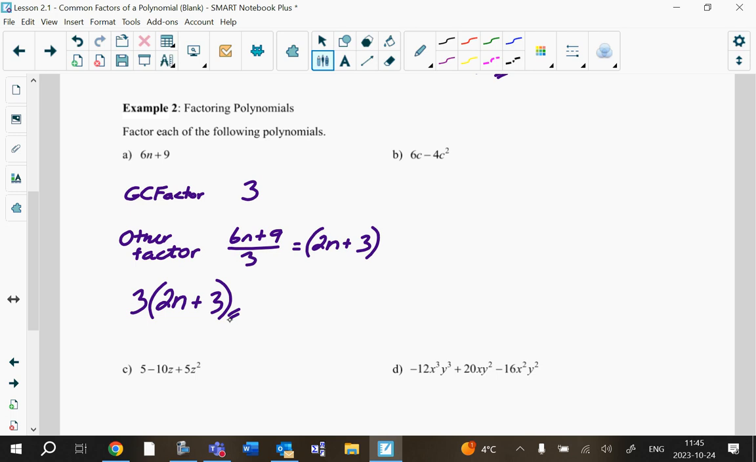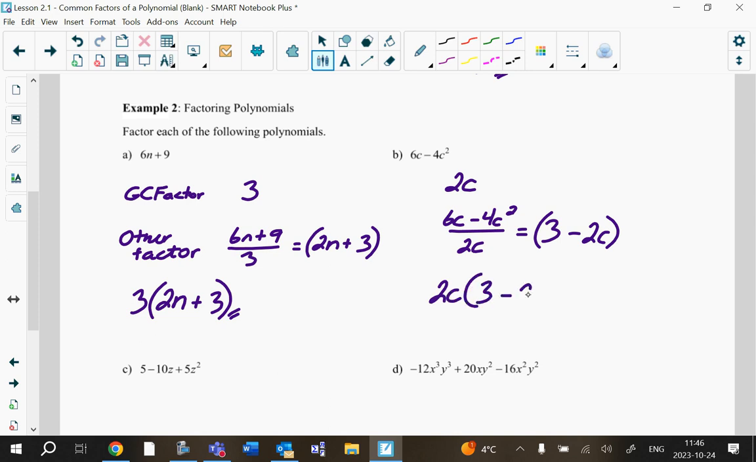This time I'm not even going to write these words. 2c, which means the other factor, I have to take every term in the original and divide by 2c. So you got to know your division. 6c divide 2c, 3, and remember it's going to be parentheses, minus 4c squared divide 2c, 2c. Put the two factors you found together by multiplication. So 2c times 3 minus 2c.